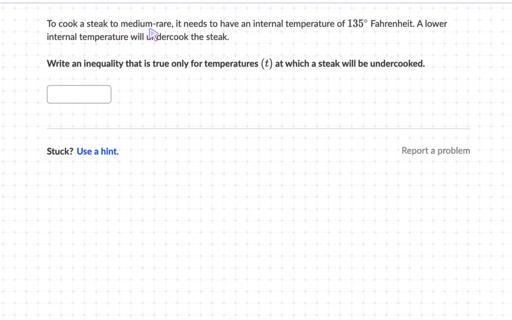Okay, to cook a steak to medium rare, it needs to have an internal temperature of 135 degrees Fahrenheit. A lower internal temperature will undercook the steak. Write an inequality that is true only for temperatures T, so we're not using x this time, at which a steak will be undercooked. So again, we're looking for the inequality symbol that would work. So we're looking for a lower temperature because that will undercook the steak. So we need to know all the temperatures where the steak will be undercooked.